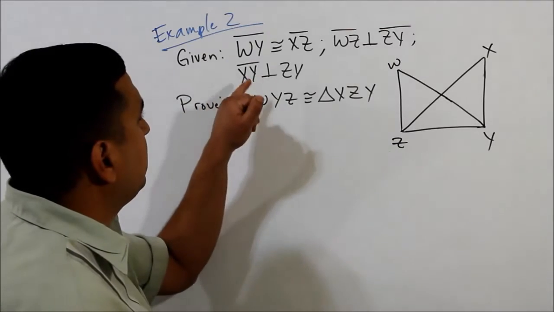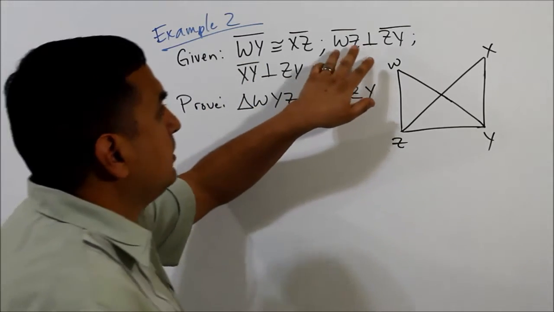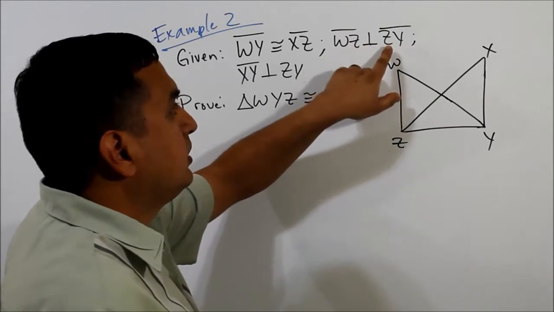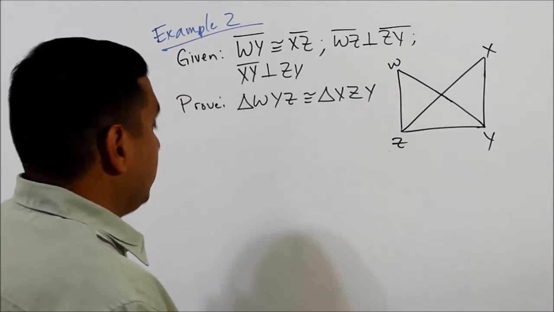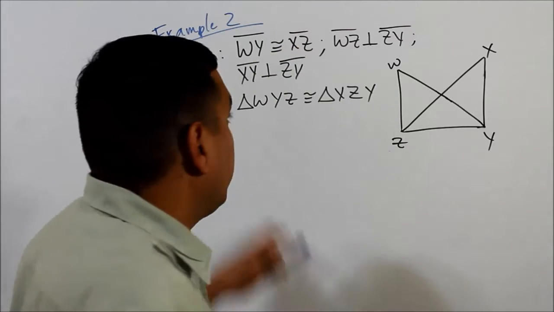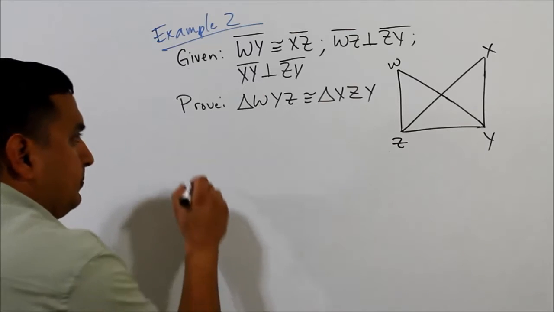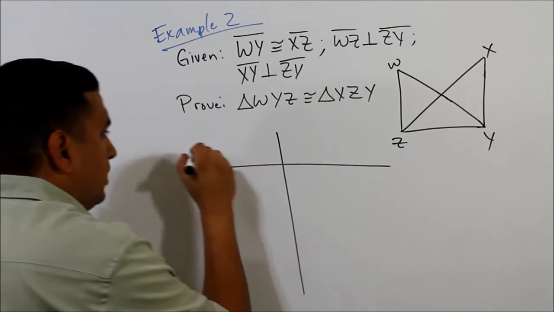Given that segment WY is congruent to segment XZ, segment WZ is perpendicular to segment ZY, and segment XY is perpendicular to segment ZY, we want to show that the two triangles are congruent. Alright, so let's get started.